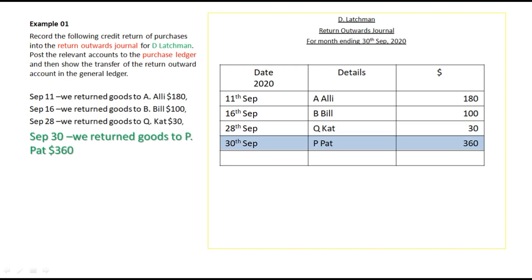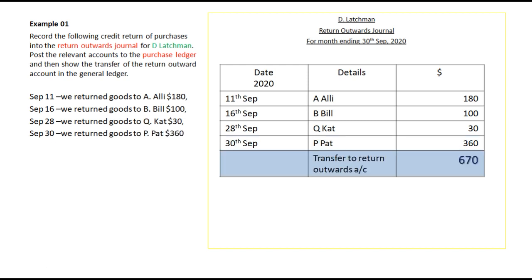And on the 30th of September, we return goods to PPAT, $360 worth of goods. When we finish that, we have to add up all of the total returns for the month in the return outward. We have to add up 180, 100, 30, and 360, and we will get $670. And then in the detail column, we will write transfer to the return outwards account.